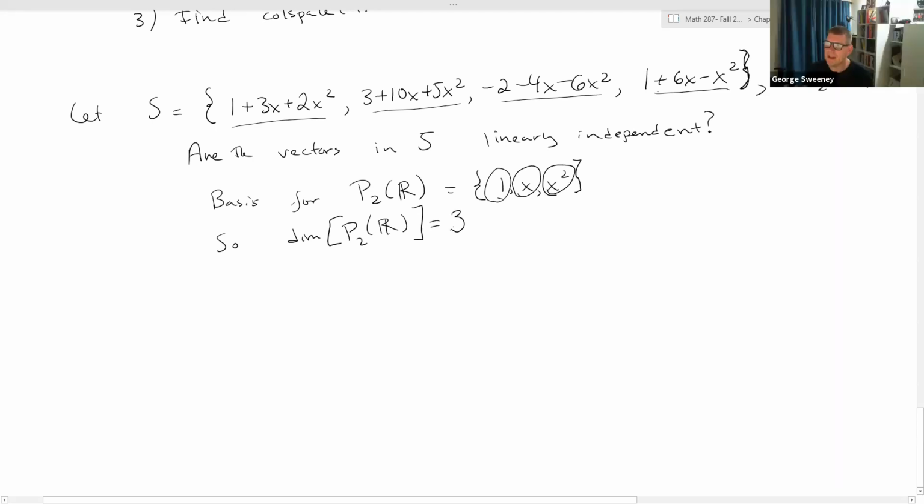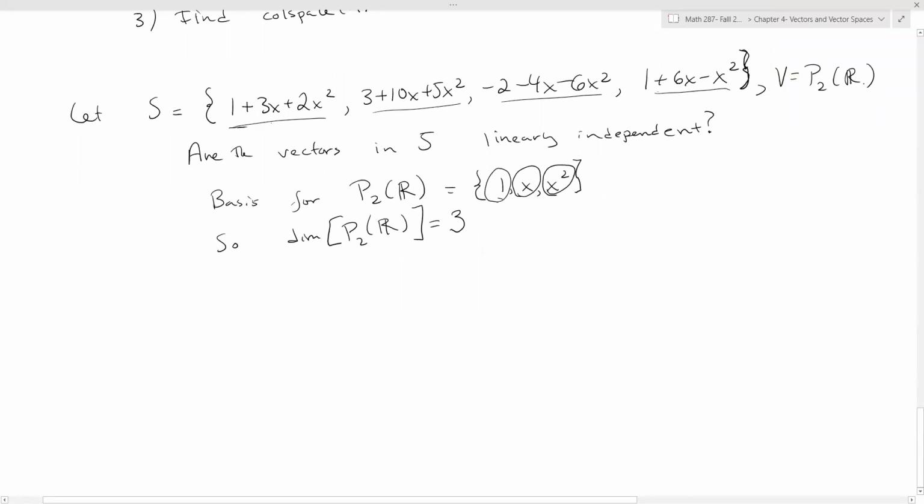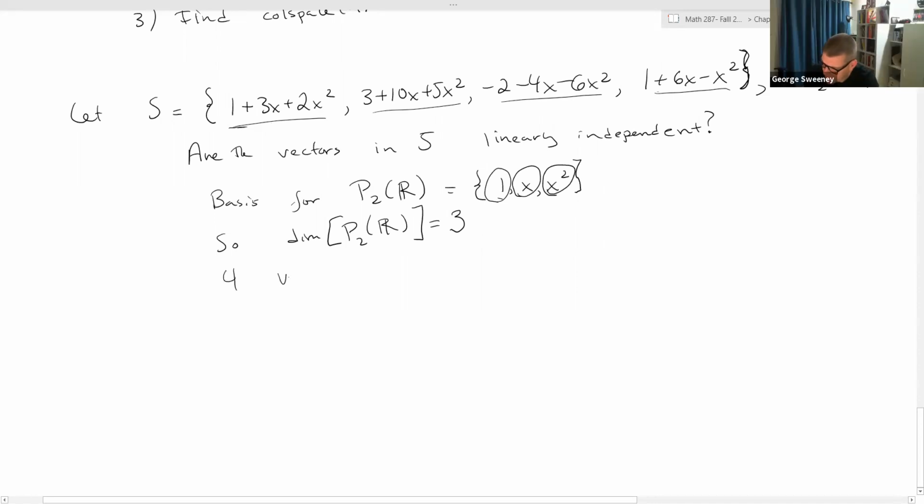Every basis for the space will have the same number of vectors, and that will equal the dimension of the space. So in this case, we've got 3 vectors in the basis, so that means the dimension of P2R is 3. Now, how many vectors do I have in S? In my set S, how many vectors? It's got 4, right? So there are 4 vectors in the set.